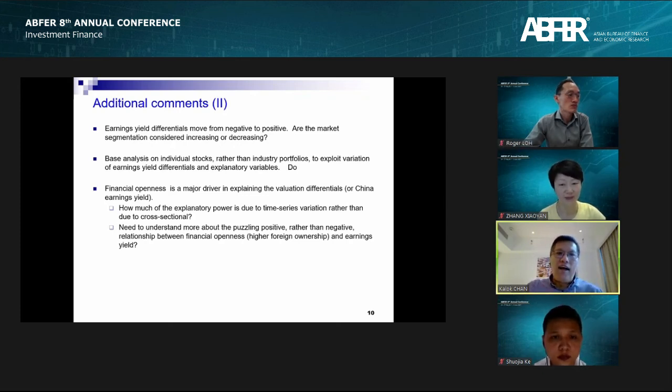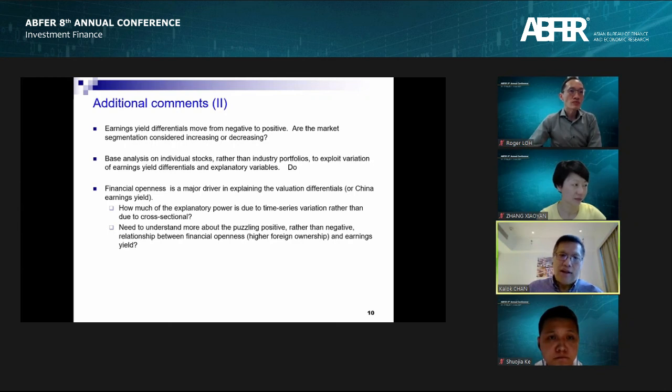So finally, about financial openness. This is a key variable, and it's a major driver in explaining the valuation differentials. Now my question is: how much of the explanatory power is due to time series variation? Xiaoyan has also kept emphasizing that the Chinese government has gradually liberalized the capital market. And now the question is how much this contributes to the reduction of the valuation differential over time. Again, this is the puzzling result that we still don't understand: why opening up the capital market will reduce valuation, or increase the earnings yield.